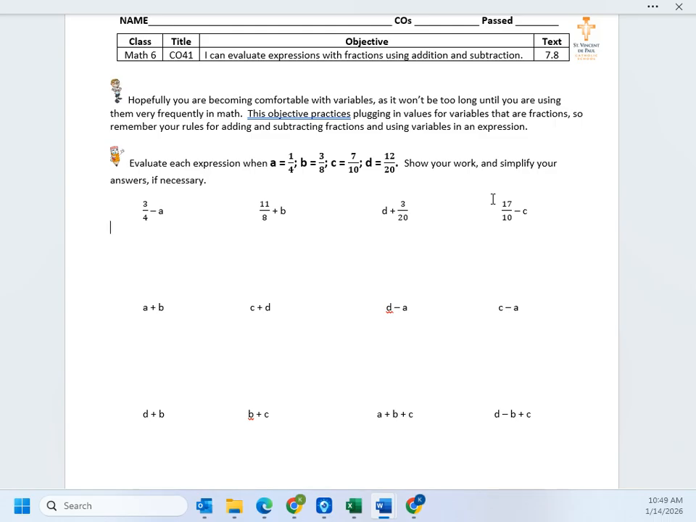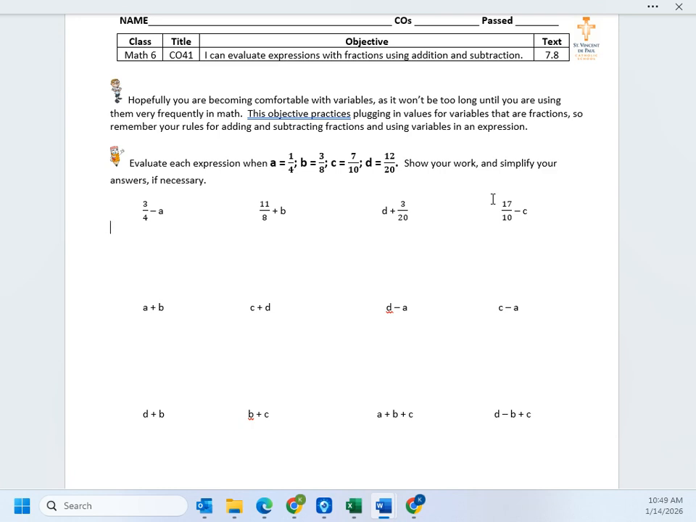I can evaluate expressions with fractions using addition and subtraction. So we have nothing new that we are doing today. We are just putting together what we know about adding and subtracting fractions and what we know about using variables, and we're putting them together in the same objective. So for our variables, they are all going to be fractions. We have our A, B, C, and D that we are going to be filling in for those different letters.